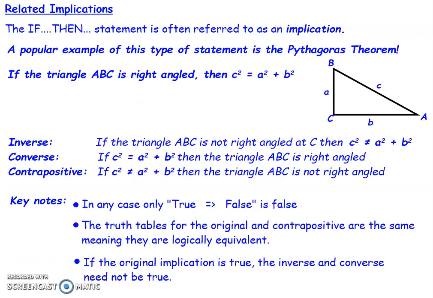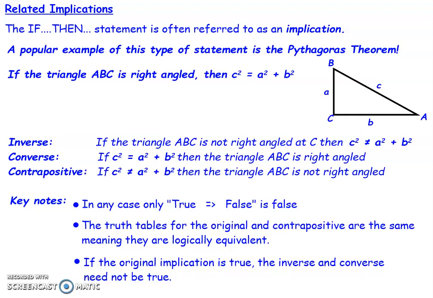Now we can also have related implications, so let's go back and think about the if-then statement. This is often referred to as an implication, and a popular example of this is Pythagoras' theorem. So if the triangle ABC is right-angled, then c squared equals a squared plus b squared. That's an if-then statement that has an implication that is true.